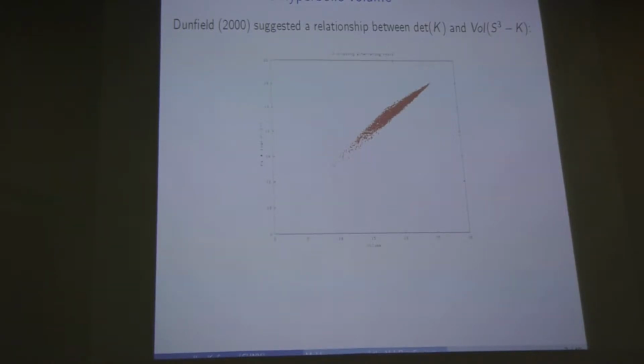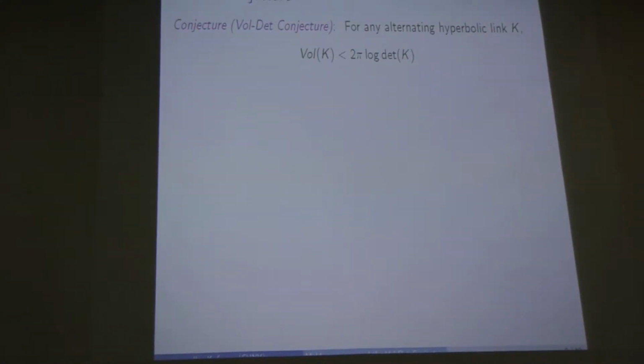So there's a connection between determinant and hyperbolic volume that was first noticed by Nathan Dunfield while he was working on SnapPy. Here's one of his scatter plots of all 13 crossing alternating knots. On one axis is volume, and on the other axis is the log of the determinant. You can see some suggested relation here, sort of asking for an explanation. So in our work, what we came across is a very simple relationship: the volume is always less than 2 pi times the log of the knot determinant. And this is the Vol-Det Conjecture in the title.